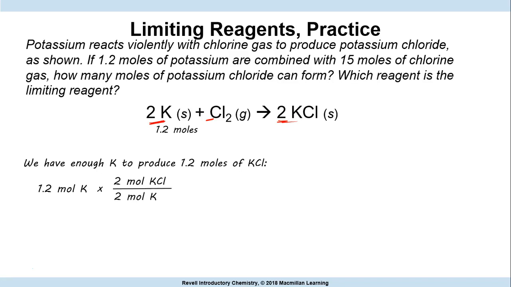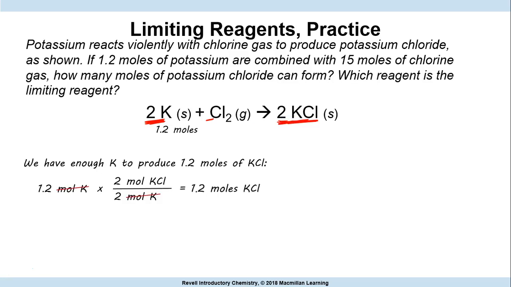So you actually calculate the moles of potassium chloride that will be produced using the balanced chemical equation, as we've already seen. So you are given 1.2 moles of potassium, you use the conversion factor in this balanced equation. 2 moles of potassium gives 2 moles of potassium chloride. So that gives you 1.2 moles of potassium chloride.